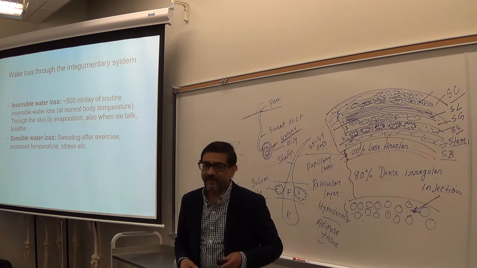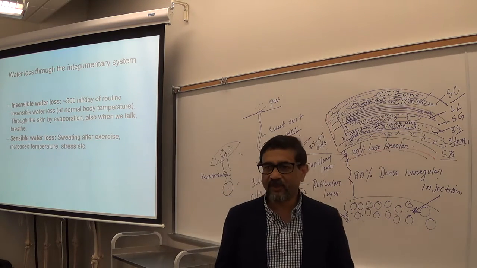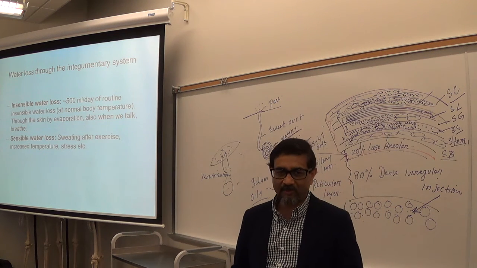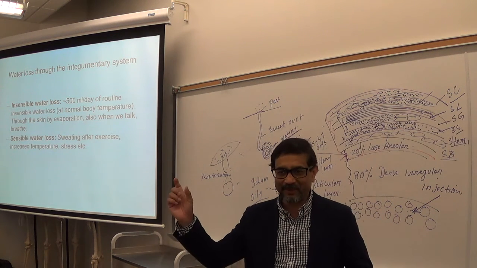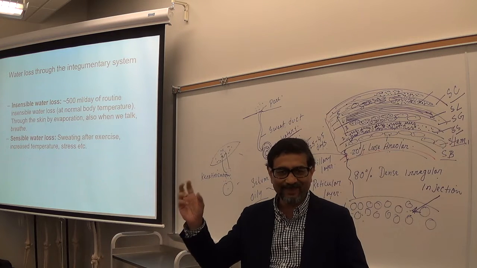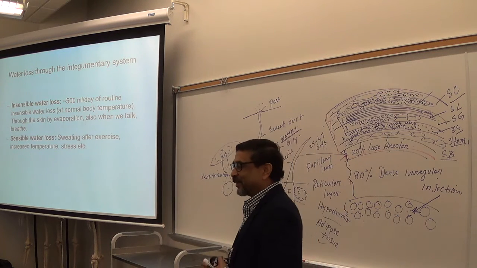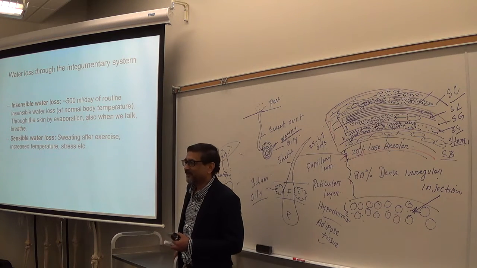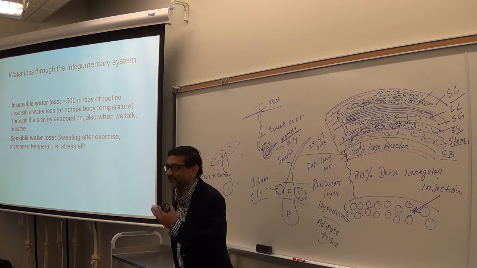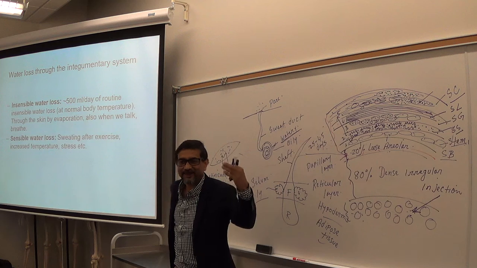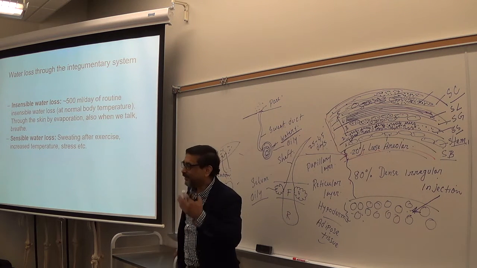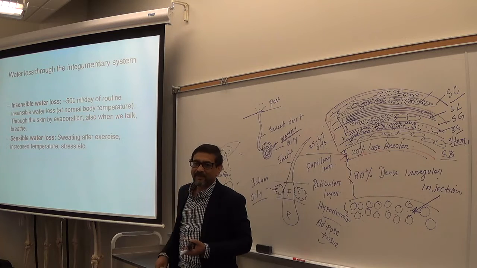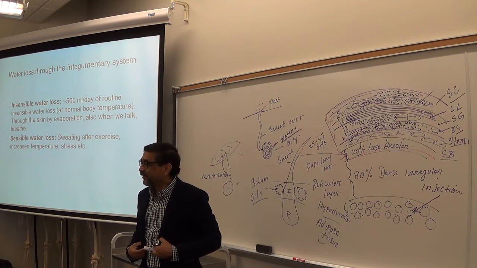Now we divide the water loss into 2 types, sensible and insensible. You understand the difference between sensible and insensible, right? Okay, now you tell me, urination is sensible or insensible? Sensible. You can see, right? You can feel that water is leaving the body, right? So that is sensible. How about sweating? Also sensible, right? How about evaporation?